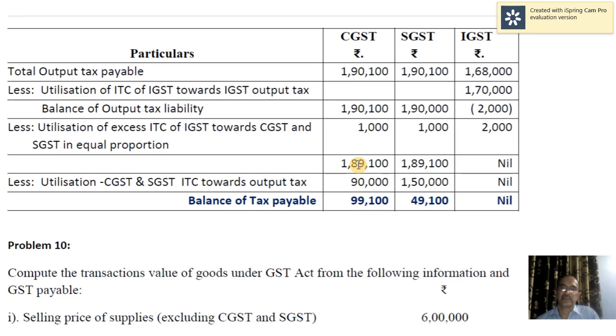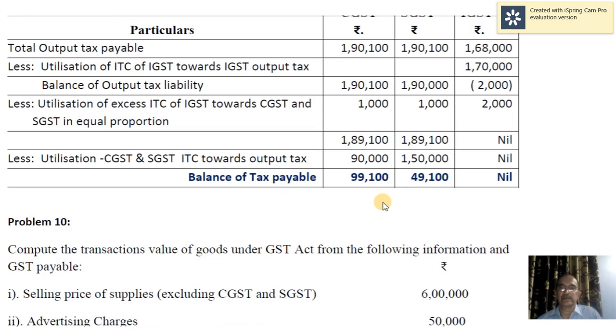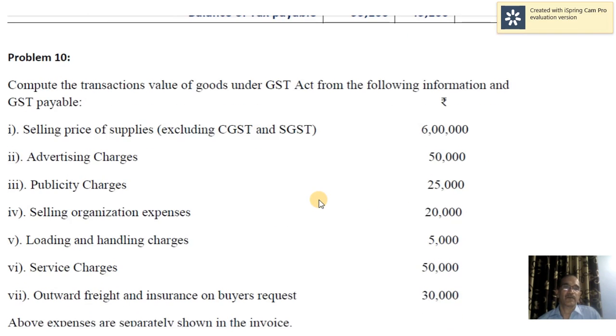Supposing this value is more than this, then still you have got surplus ITC which will be there in the electronic credit ledger. Even here, supposing it is 2 lakh, so there will be surplus ITC, so that will remain in the electronic credit ledger. But here input tax credit balance is lesser than the output tax liability, therefore the net tax payable is 99,100 CGST, 49,100 SGST, and there is no balance in IGST. Now we will take this problem.